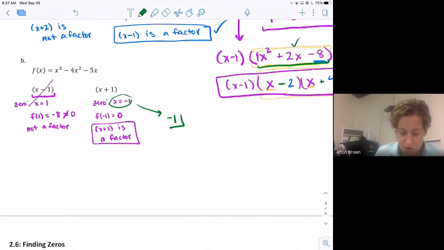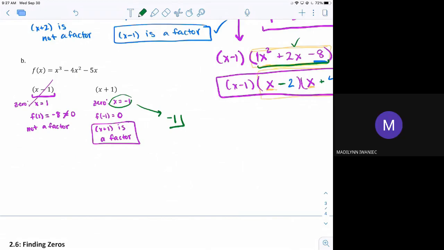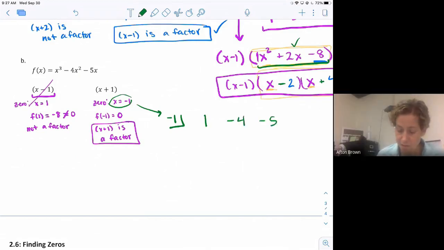Okay, then I'm going to look at the coefficients that I have to list. Maddie, what coefficients do you think I'm going to have to list to set up synthetic division from here? What's the first coefficient I'll list? I think it's 1. Good, and then what? -4, and -5. Perfect.